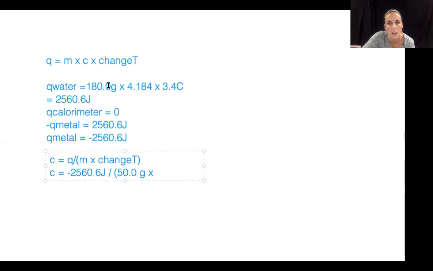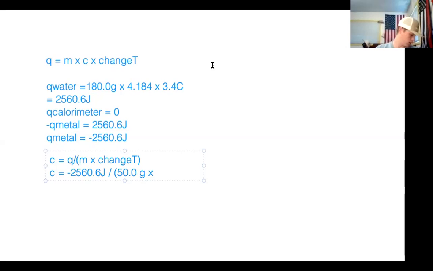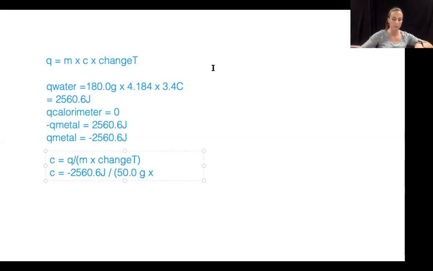So we have to remember we're going from 100 degrees Celsius, and then it had an increase of 3.4. Hold on, let's see. Oh, what am I doing wrong? I got lost for a second. Why do I have a different number? Let's see. Okay, 22.1, but it looks like this had a different number. Hold on, sorry.